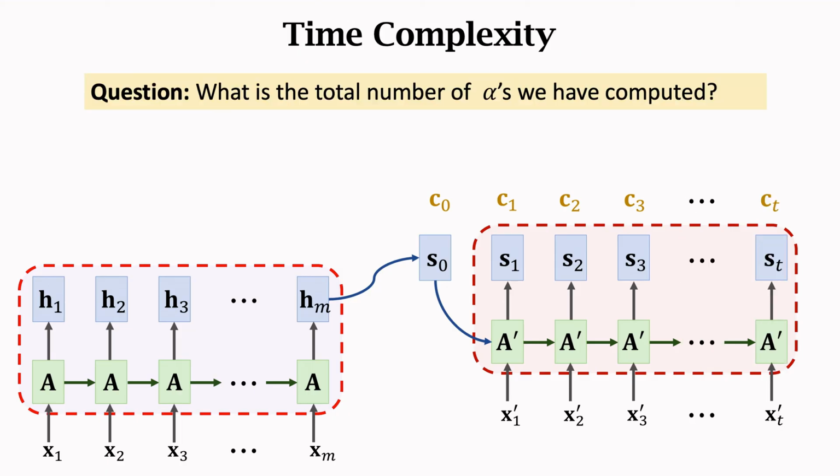Each time we compute a context vector C, we need to compute the weights alpha 1 to alpha m. A question: what is the total number of alphas we have computed?